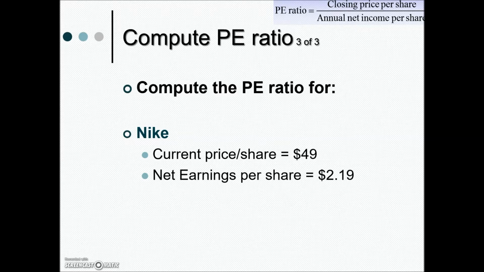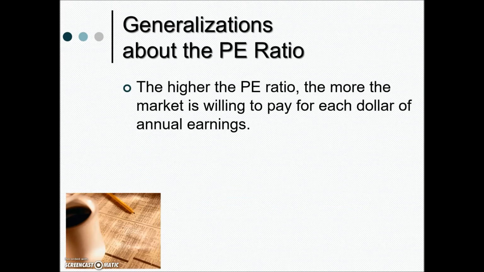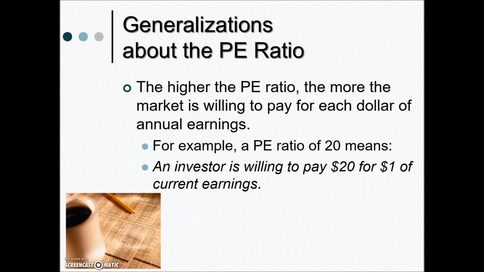We have Nike. Current price per share $49. Net earnings per share $2.19. When you take your closing price divided by annual net income per share, it ends up with a PE ratio of 22. The higher the PE ratio, the more the market is willing to pay for each dollar of annual earnings. For example, a PE ratio of 20 means an investor is willing to pay $20 for $1 of current earnings.